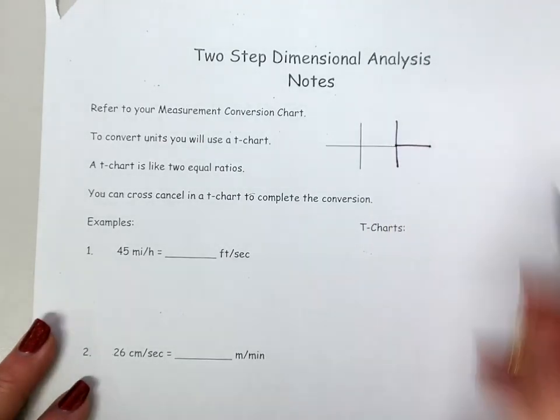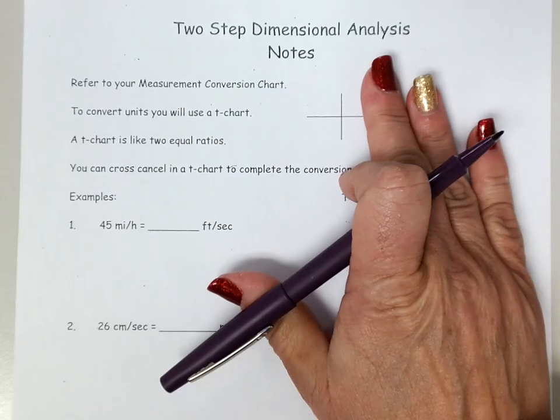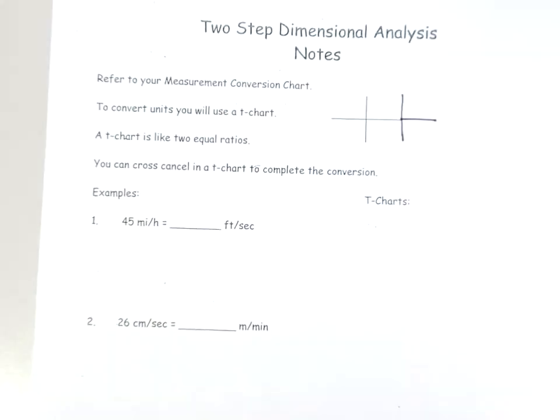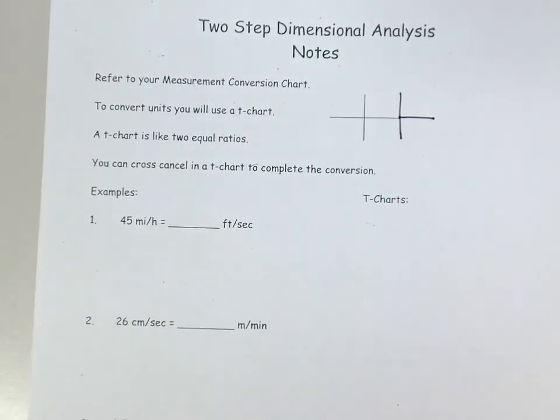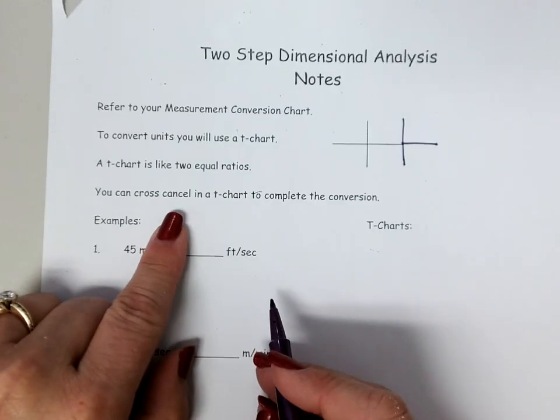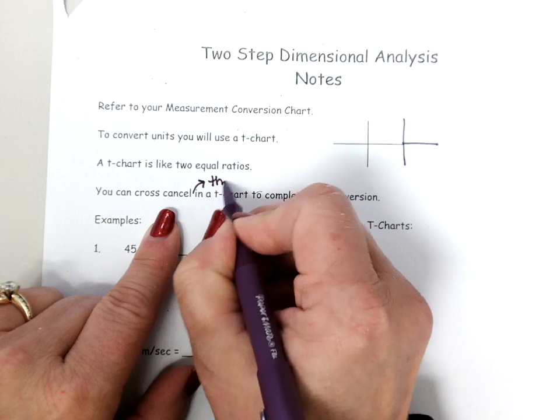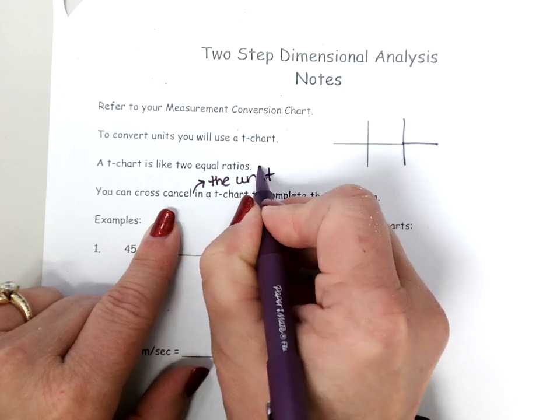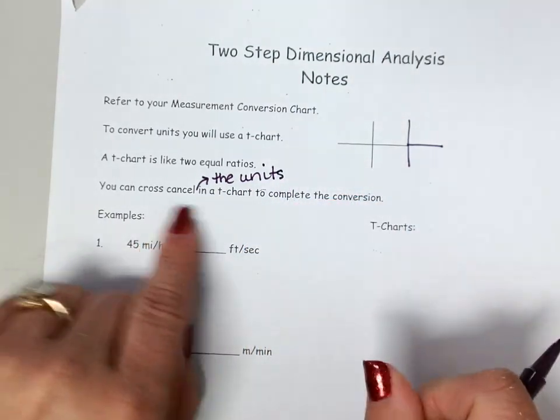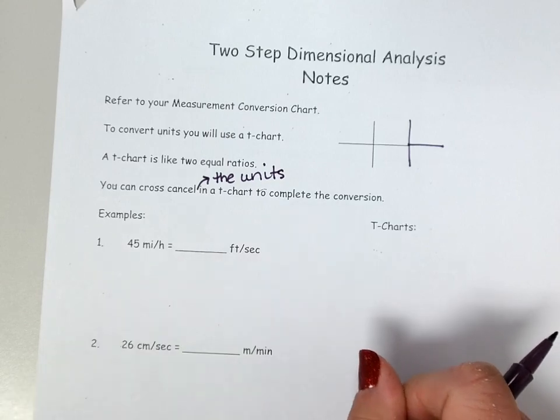conversions, and I call these T-charts because it looks like each section is a T. So we're going to use T-charts to help us make our equivalent ratios because it's a lot easier to keep it straight. So what happens here, in a T-chart, you can cross-cancel, I'm going to put the units, just like I did on those ratio ones. You can cross-cancel the units in a T-chart to complete the conversion.